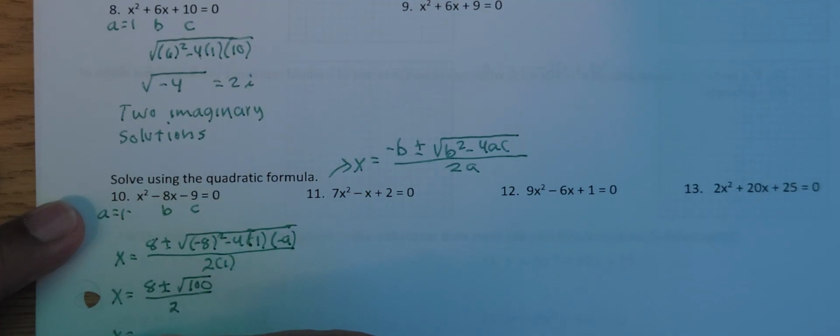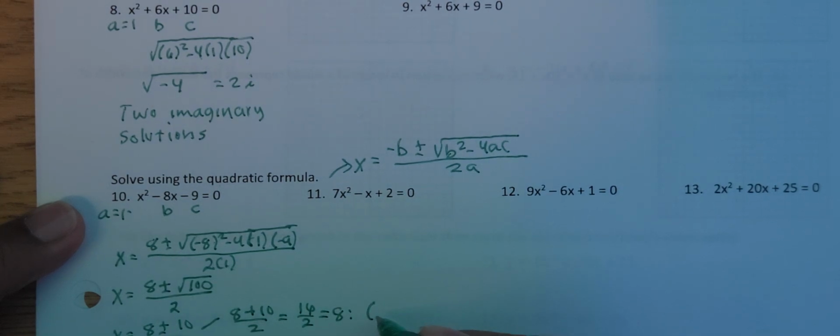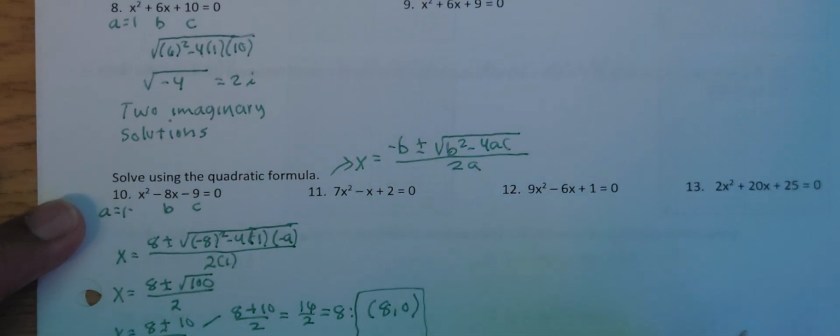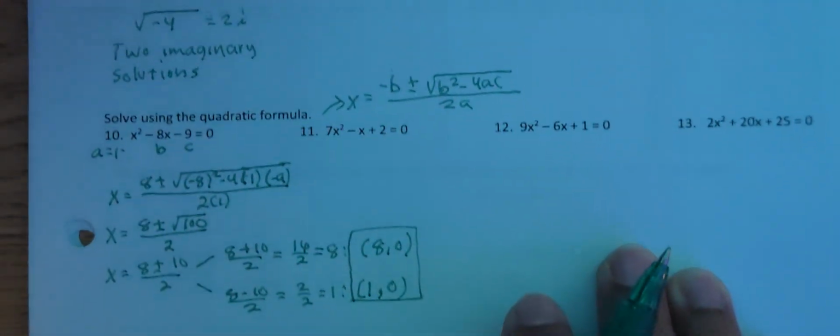Okay, so then x equals 8 plus or minus the square root of 100, which is 10, over 2. So then one is 8 plus 10 over 2, and the other is 8 minus 10 over 2. For this one, this is 16 over 2, which is equal to 8, which means one intersection is where x is 8 and y is 0. And for this one, this is 2 over 2, which is 1. So the other intersection is where x is 1 and y is 0. So there we have the two roots of this quadratic function using the quadratic formula.